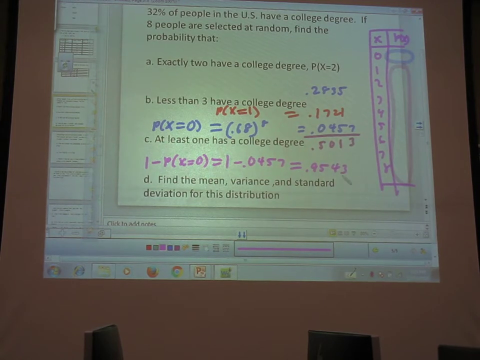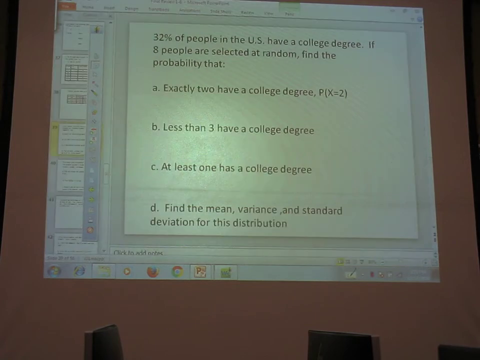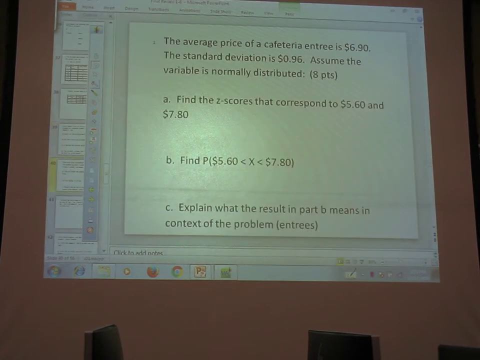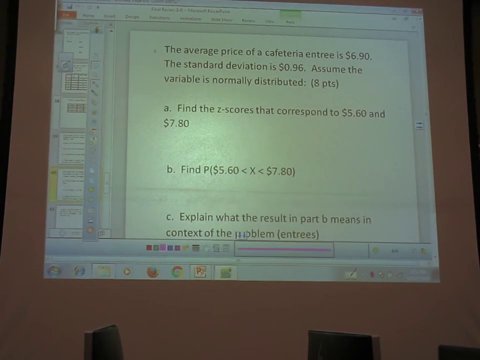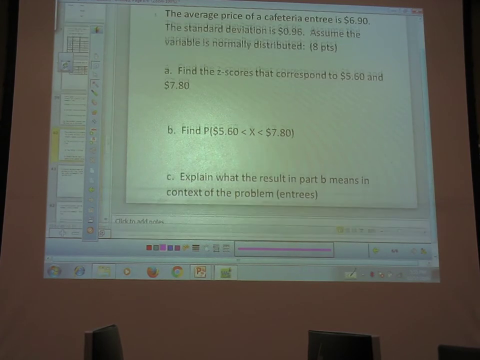Good? And then these ones we did earlier, last class, right? The mean is np, variance is npq. Good? Okay. Great. Did we do this one already too? No, no. Do it now. Do it quickly.